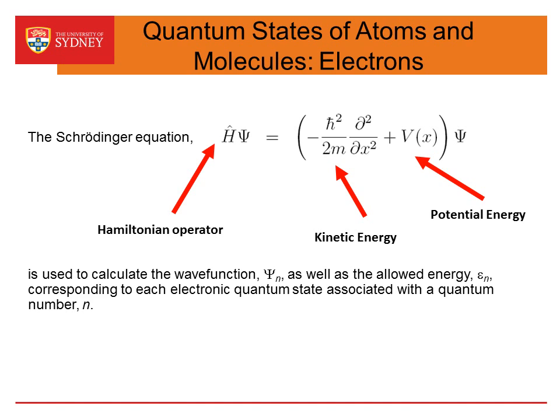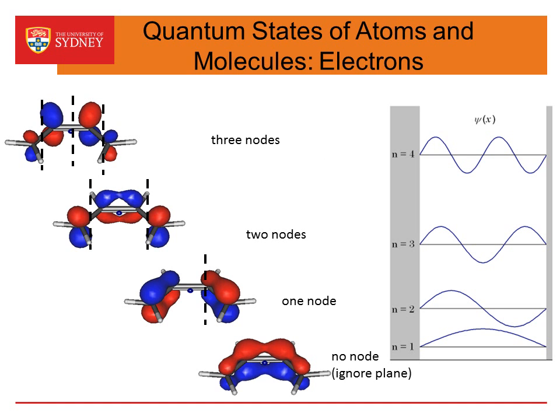So the Schrödinger equation, shown here, is used to calculate the wave function, as well as the allowed energy corresponding to each electronic quantum state associated with a particular quantum number. In CHEM2401, you've seen the Schrödinger equation solved for models like the particle in a box for the electronic states of conjugated molecules like butadiene, shown here.